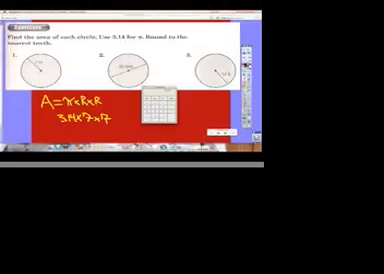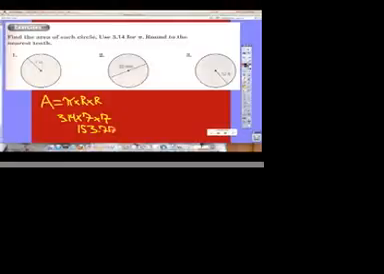153.86, and that'll be inches squared. Okay, good job, Haley. All right, so you guys are saying you got 153.86. Wait, did you use the pi button or did you use 3.14? You did use 3.14? All right, so 86 right there.